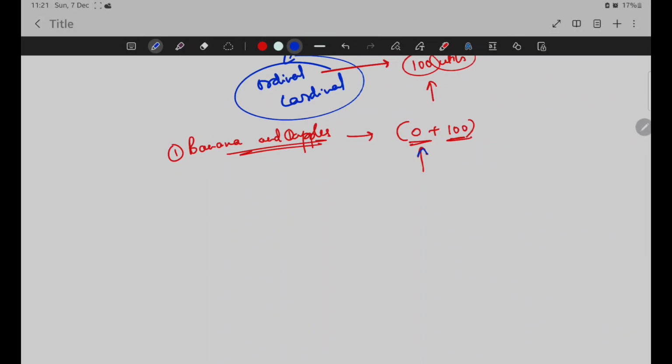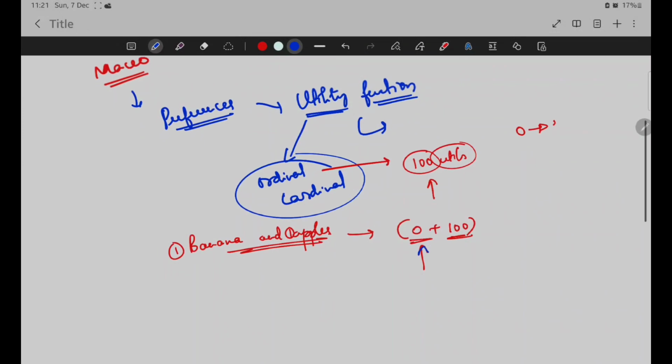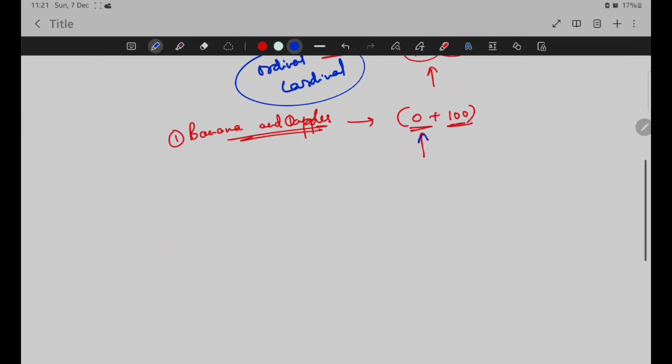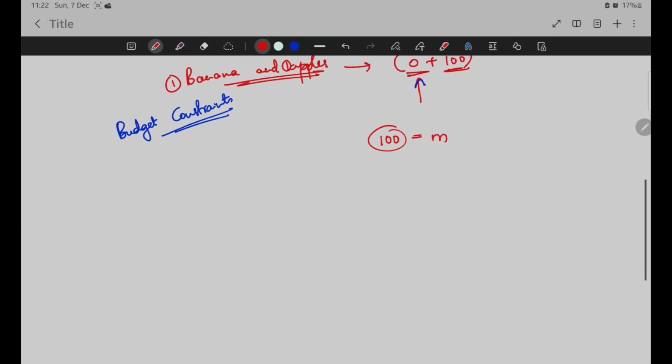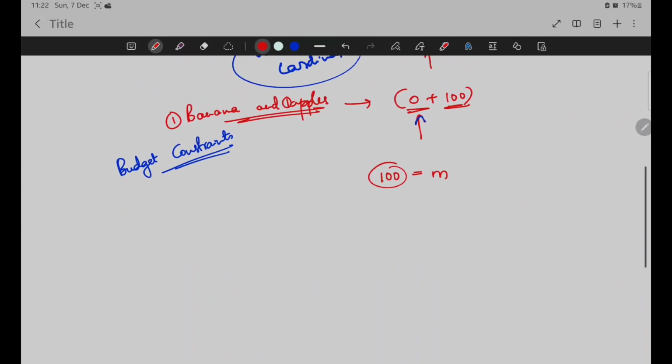We'll call these things in terms of utility. So before that we'll talk about few things. What is that? Budget constraint. Budget constraint is nothing but, suppose you have a certain amount of money. What is that? Some 100 rupees. I will call this as M. And how much can you afford here? Now before I talked about banana has 0 utils, but let's assume it has 50 utils.